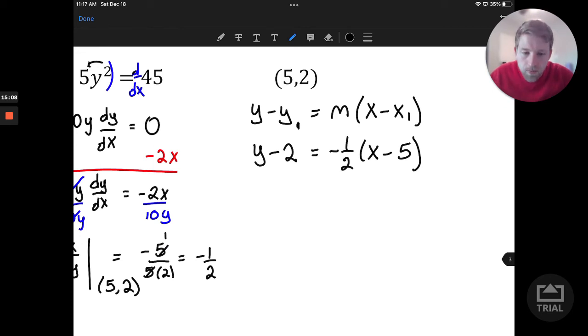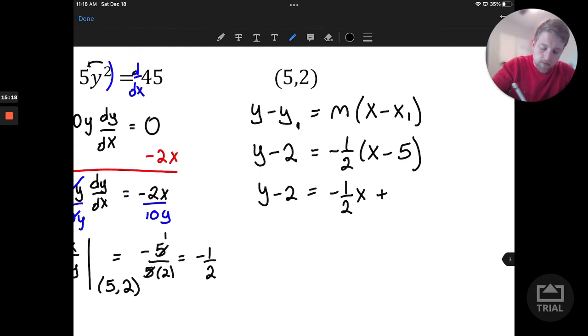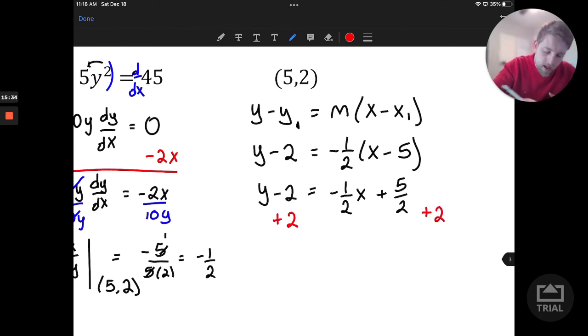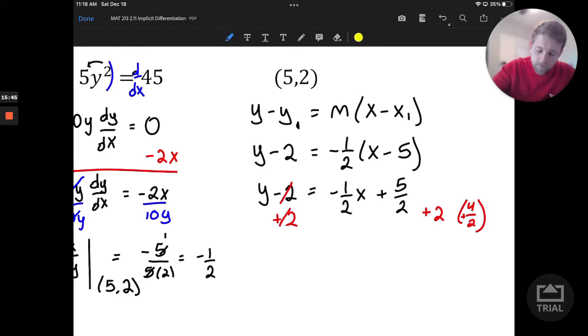Again, we can look to distribute first to get negative 1/2 x. And then we'll have plus 5/2. We can add 2 on both sides. And when we add 2, the equivalent to adding 2 here would be really adding 4 over 2. So we'll consider that as really a 4 over 2. So when I consider that, we'll have a final result here.